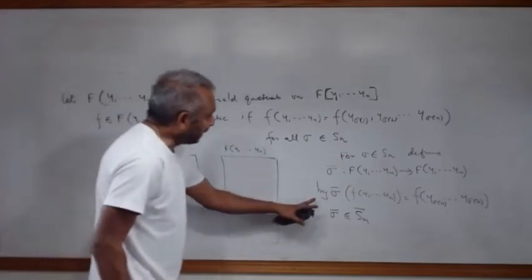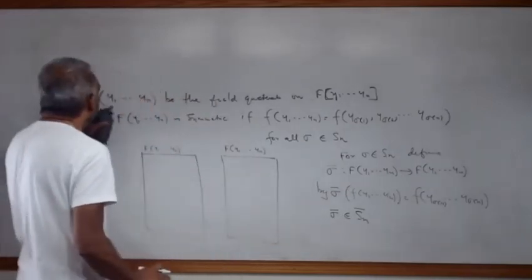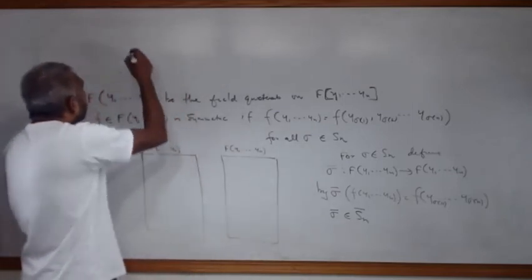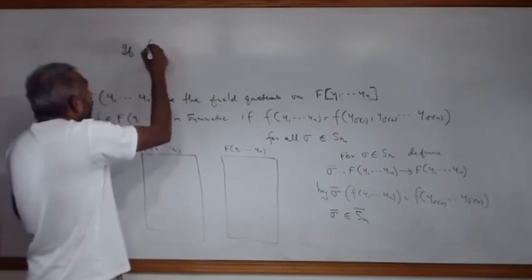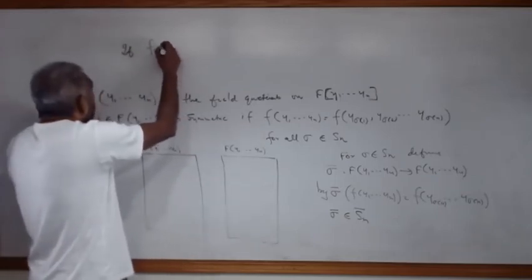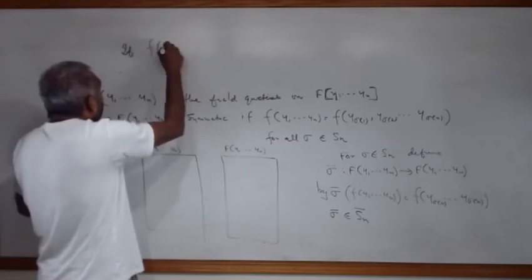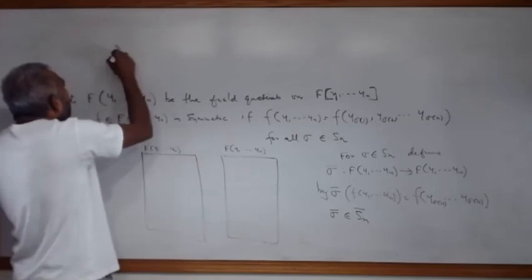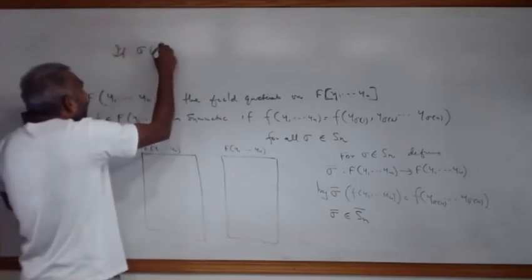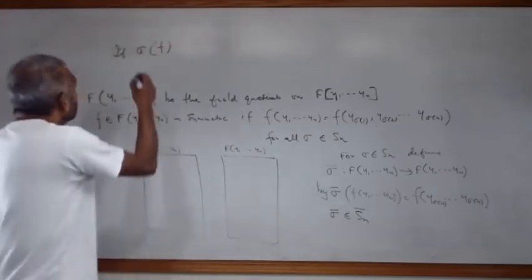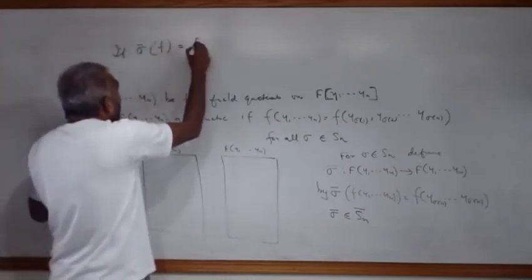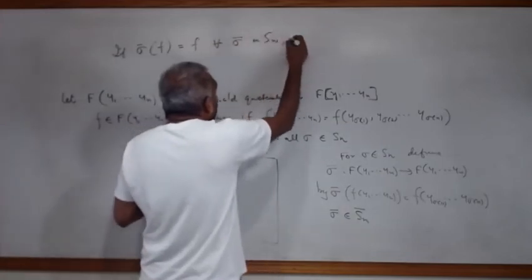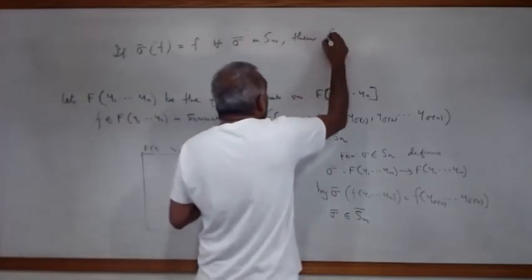If you define like this, then what are the symmetric functions? If sigma bar of f is equal to f for all sigma bar in Sn bar, then f is symmetric.